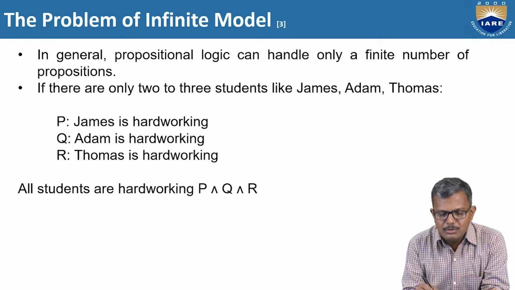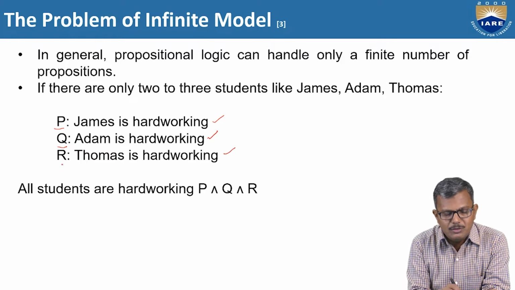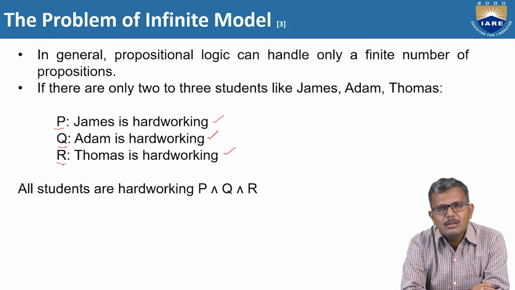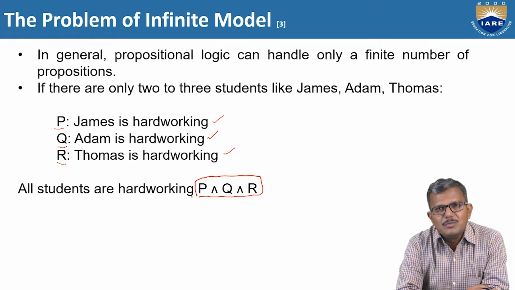Why? Observe these examples. One is, I am saying that James is hardworking. How can you represent it in propositional logic? As P. Adam is hardworking, in this case you can represent it as Q. Thomas is also hardworking, so we represent it using R. So if I say these three people are hardworking, there is one possibility to represent it in propositional logic like this: P and Q and R. Means James is hardworking, and Adam is hardworking, and Thomas is also hardworking.